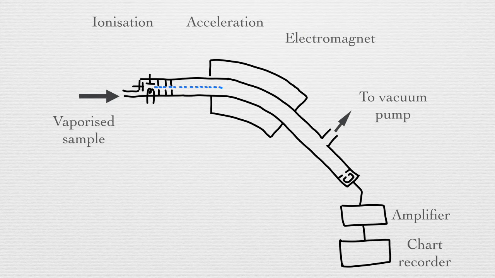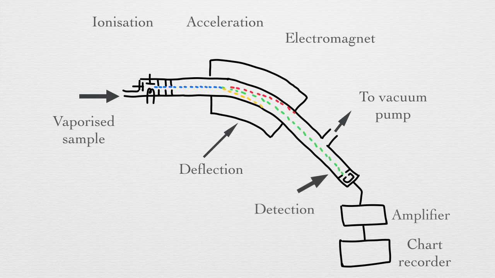The positive ions then pass into an evacuated tube exposed to a magnetic field. As the particles zoom through this region, they are deflected according to their mass-charge ratio. The lightest particles are deflected most and the heaviest particles least. At the end of the magnetic region, the particles strike a detector which records their relative positions and abundance.